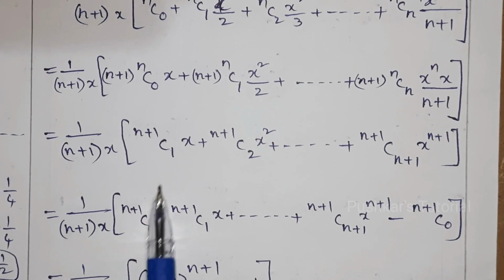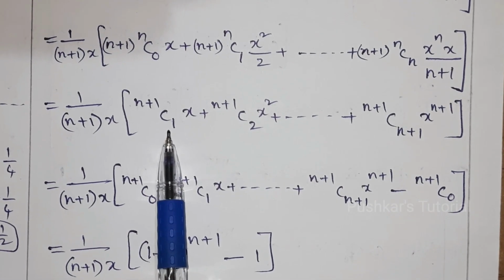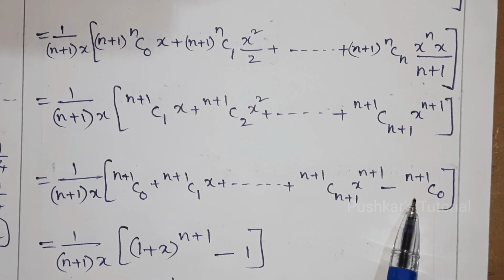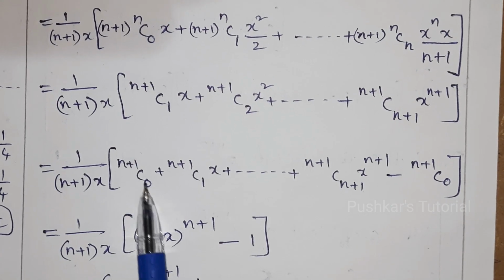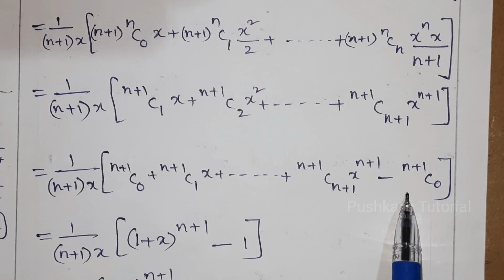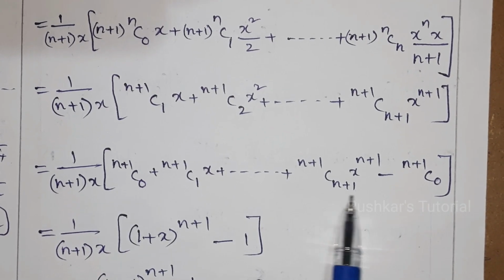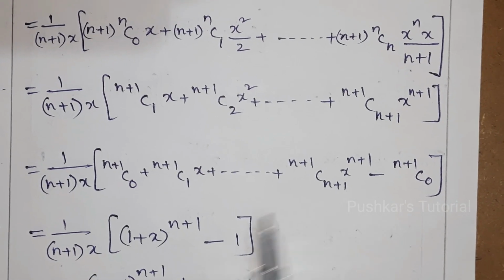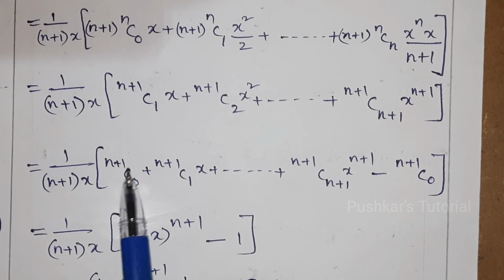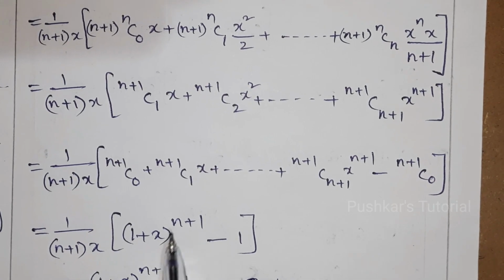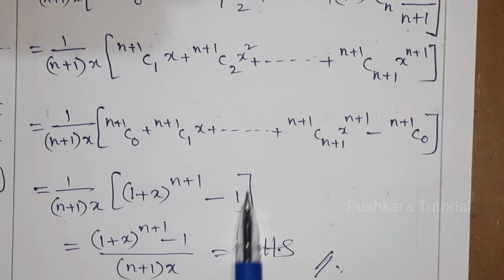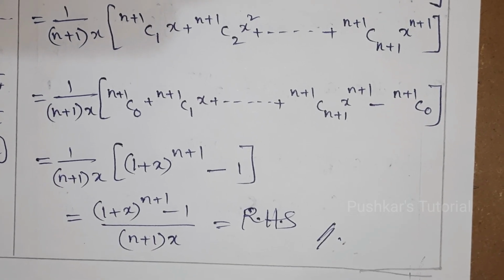Now the series started with C1 but it should start with C0. So the missing term is added in the beginning and subtracted in the end. So n+1C0 is added, and this one is the continuation, the last term, and minus n+1C0. From here to here it looks like the binomial expansion of (1+x) to the power of, generally n, but instead of n here n+1 is there. So (1+x)^(n+1), and any C0 value is 1. So minus 1. So this is only our RHS, hence proved.